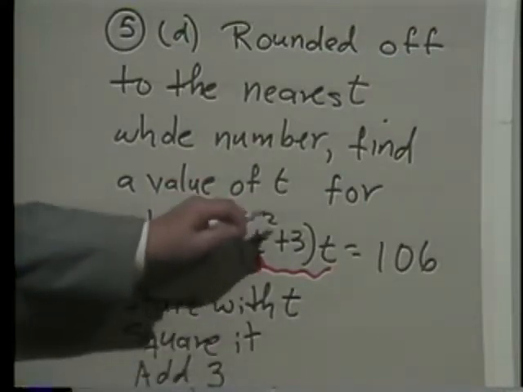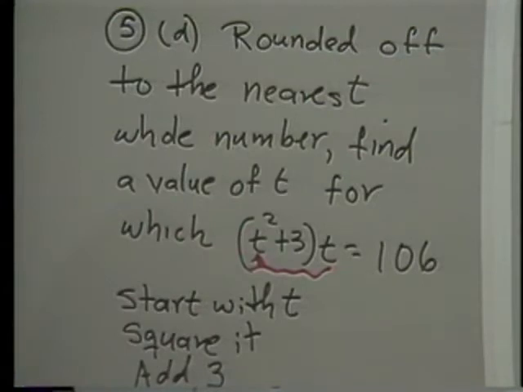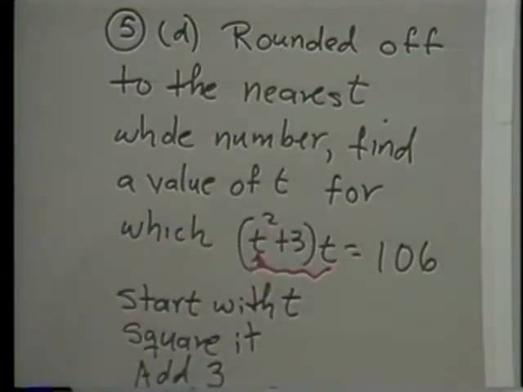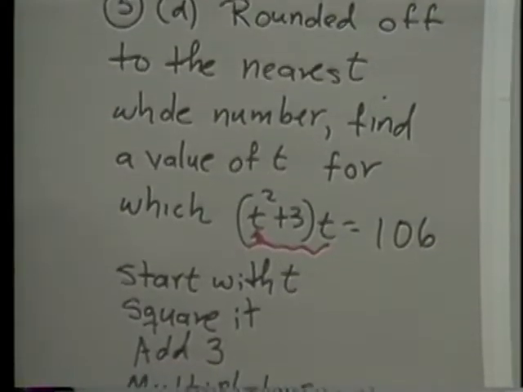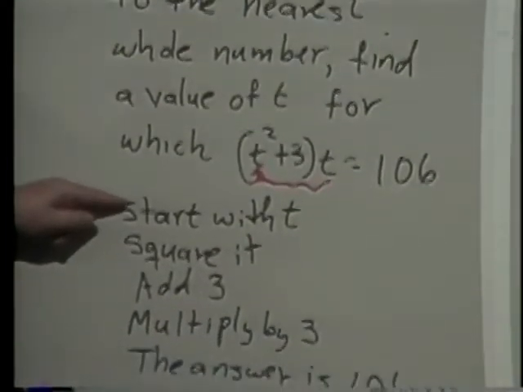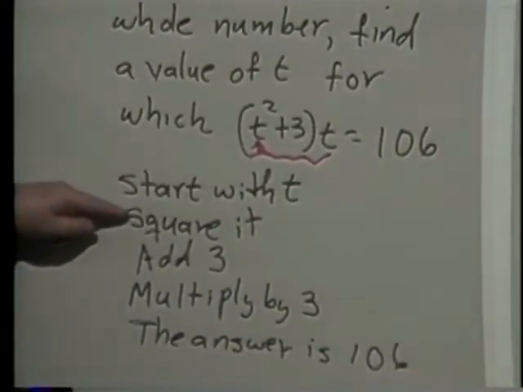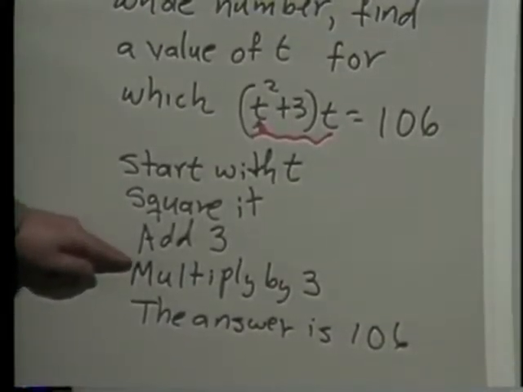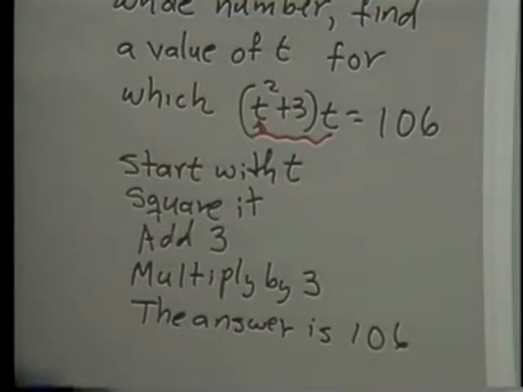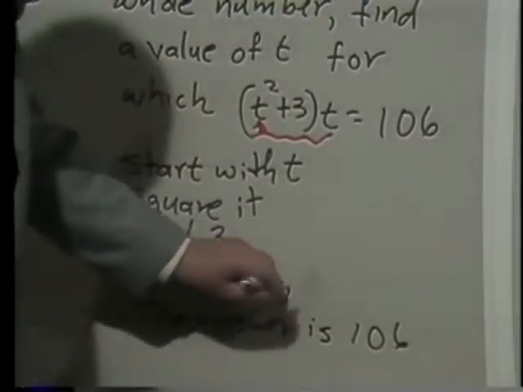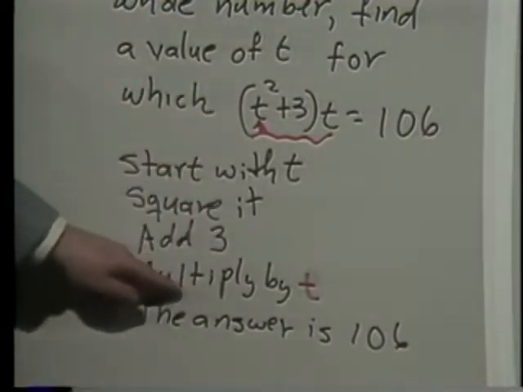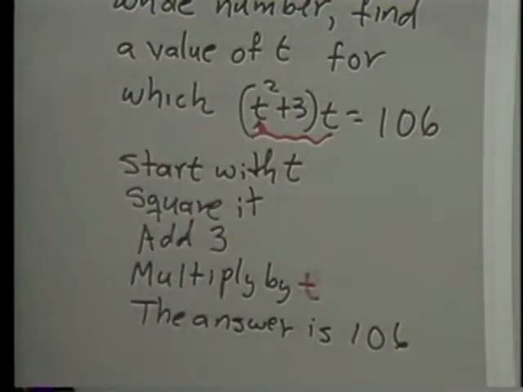It's being squared. What are we doing next? We're adding 3. And then what are we doing? We're multiplying the whole thing by t. So in a verbal situation, this says what? Start with t, square it, add 3, multiply by, oh, that's a mistake over here. Multiply by t. See, I'm just translating from here to here. Multiply by t, and the answer is 106.